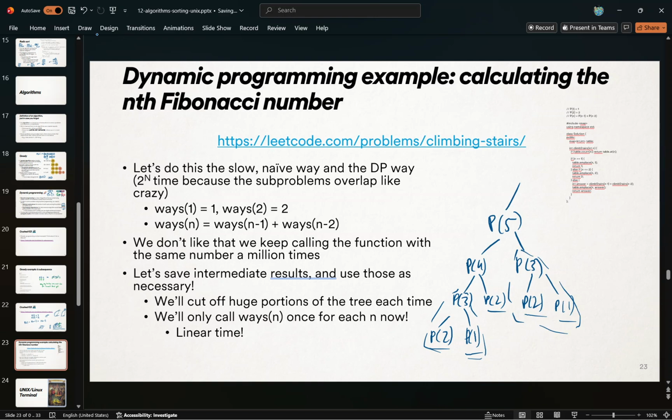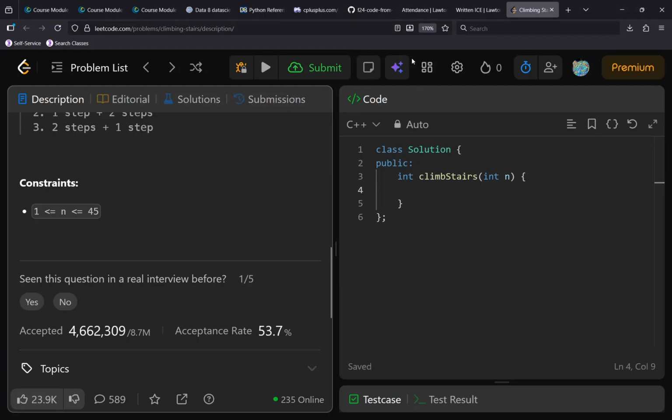If this was P of 6, you'd have P of 4 over here. You see that? That's not good. You'd be duplicating all this work. Like you went and you found the answer to P of 3 on this side. Just remember the answer so you can cut this all off. Does that make sense? That's what you want. You want to cut off things that you've seen before, and that leads to an answer. So if you save the intermediate results, then you're good to go.